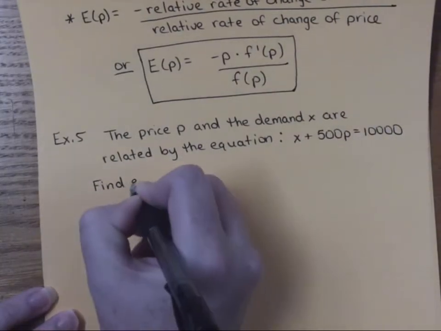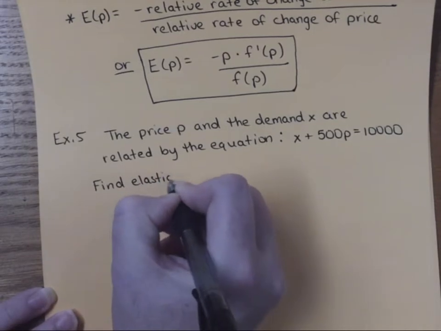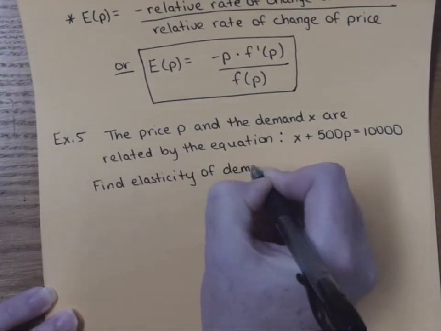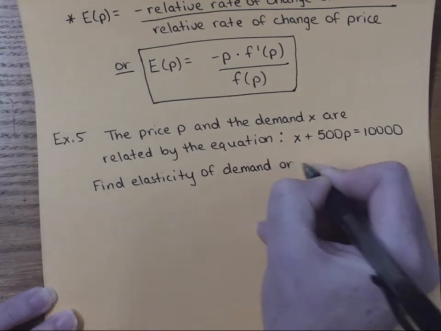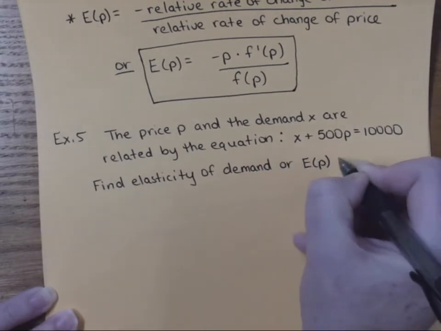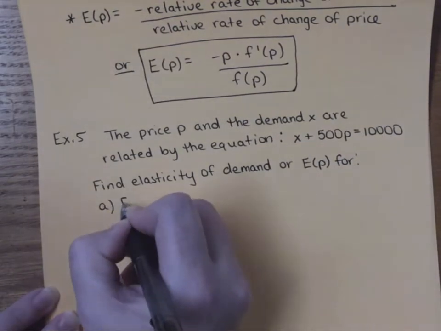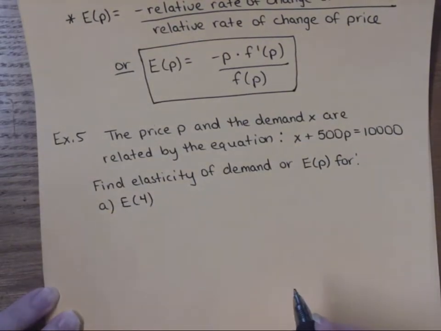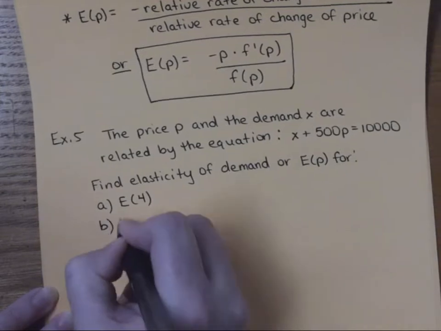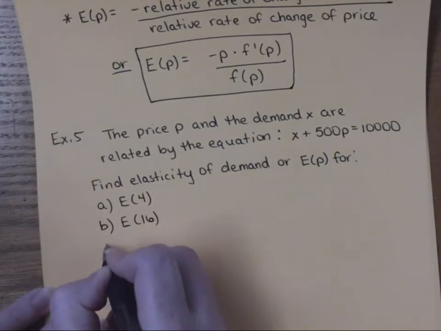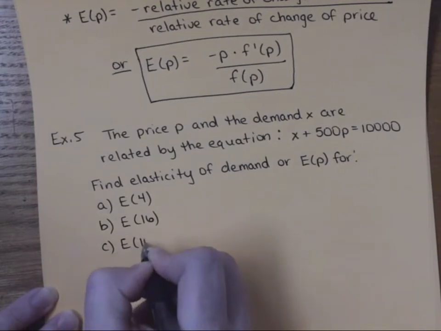And so I want you to find the elasticity of demand. This is just going to be a number, by the way. And then we're going to talk about what the numbers mean here in a bit. All right, so I want you to find 3 elasticities of demand. One when the price is $4, one when the price is $16, sorry, and then one when the price is $10.